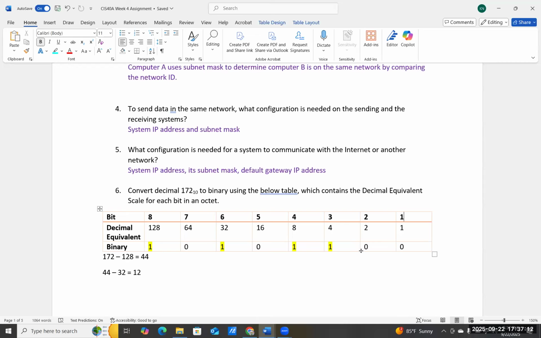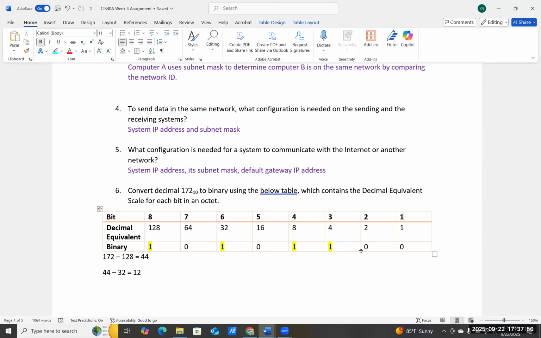So what we're going to do is take the 172. We know that the largest value on this scale is 128, right? There are only 8 bits. You're going to take 172 and subtract 128, because that's the highest value I can subtract, on the 8th bit, to see if it's on. I have a remainder of 44. If you subtract it, that means that bit is on. You put a 1 underneath. And 44 here is what's left after the subtraction.